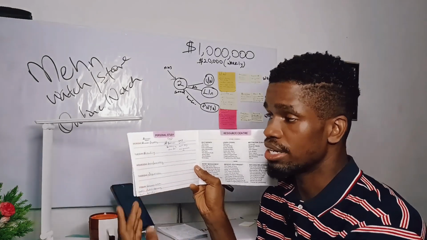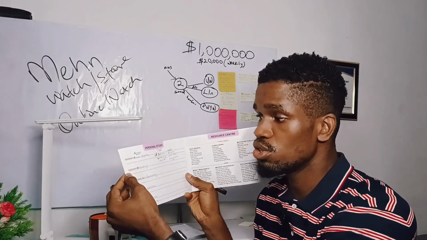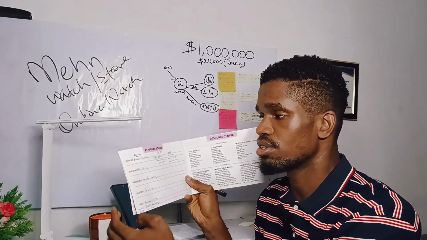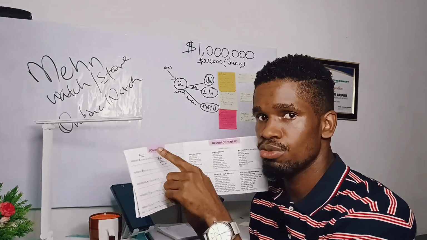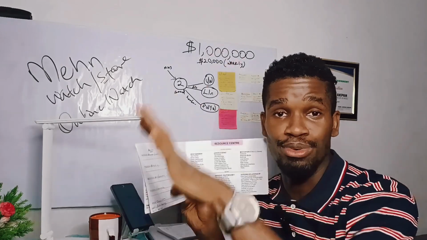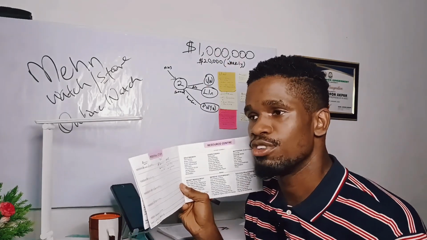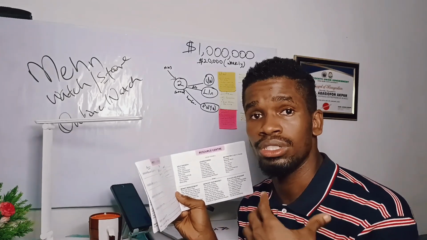So I break it down. I simplified it into every day: Monday, Tuesday, Wednesday, Thursday, Friday, Saturday, Sunday. Monday is human psychology, reading books on human psychology, one book every day. I think I have a playlist where I do my book reviews. Every book I read, I review the book, just to be sure that I understand it.